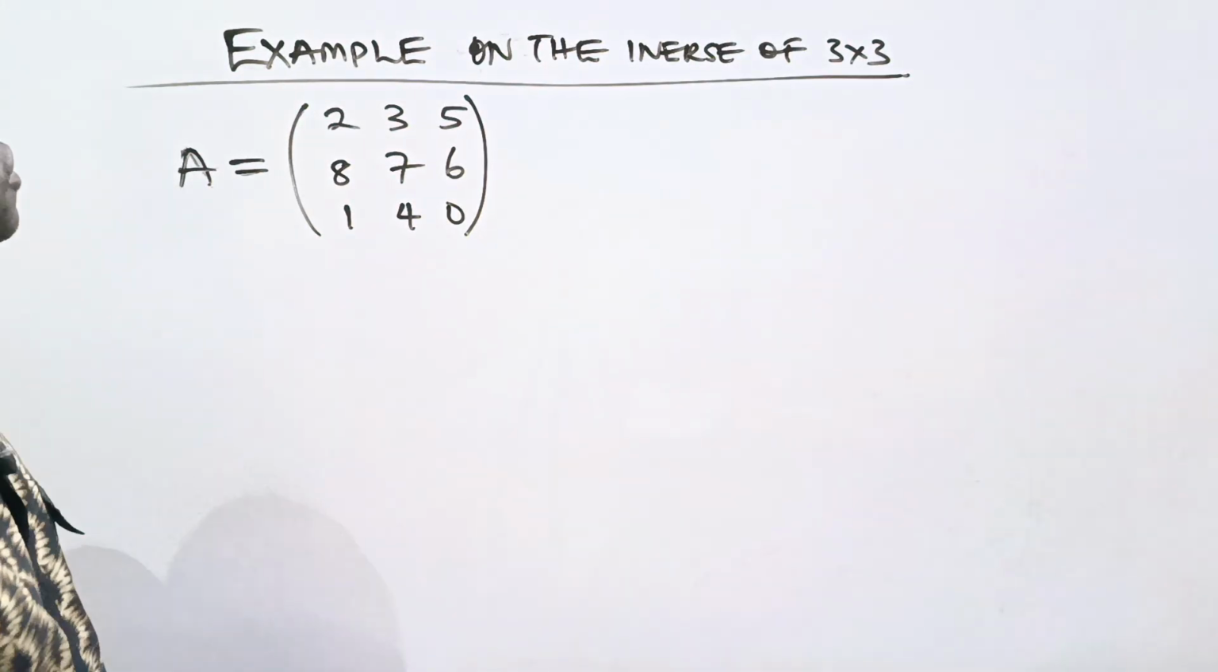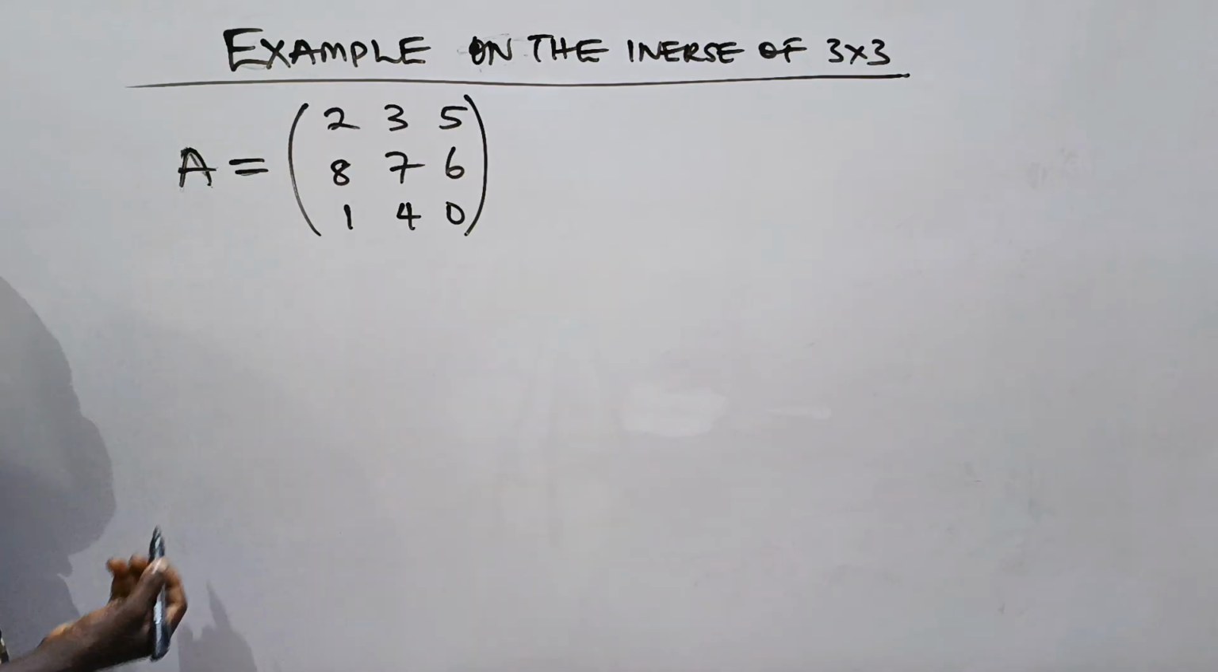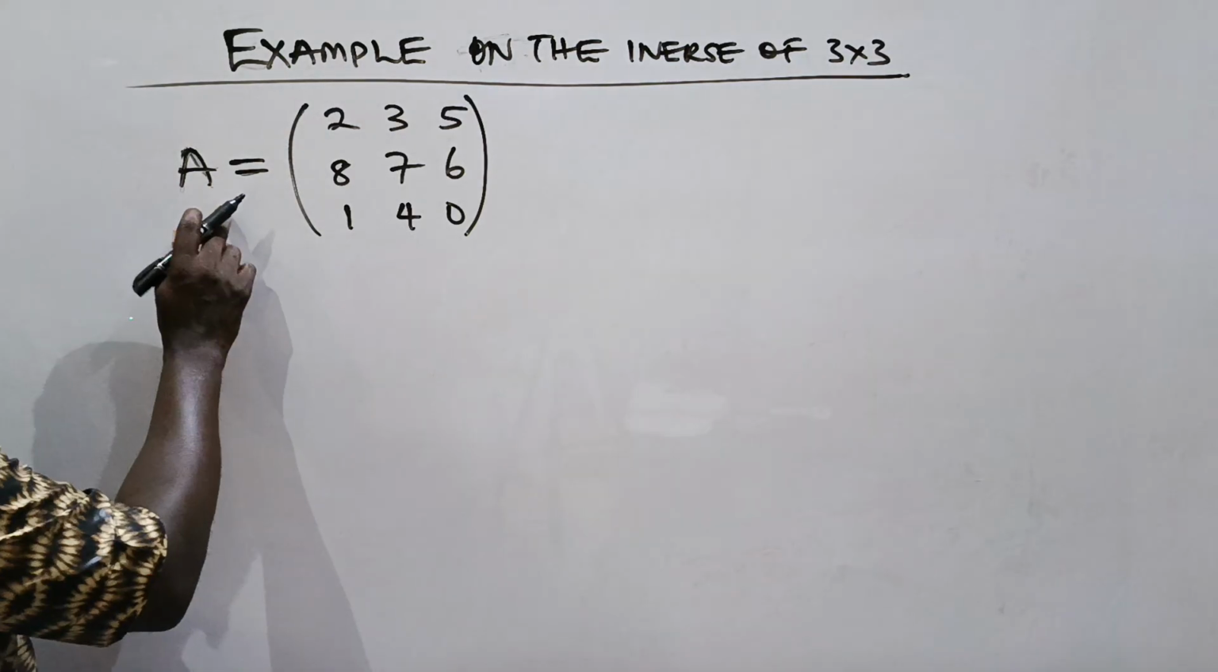Today, we want to look at an example on the inverse of a 3 by 3 matrix. So the matrix we have on the board is 3 by 3. So how do we find the inverse of this matrix?